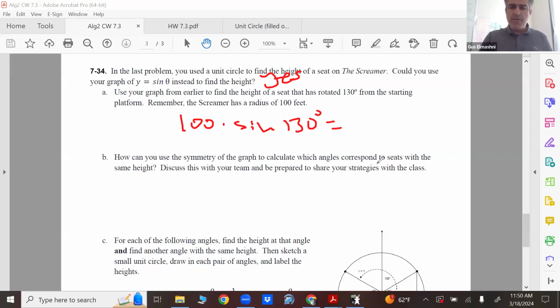And how can you use symmetry to see what it corresponds to? Well, think about it. I'm going to use a little laser pointer here. Tell me to stop when you think I've hit 130. Probably there, yeah, probably there. So 130 is probably somewhere over here.